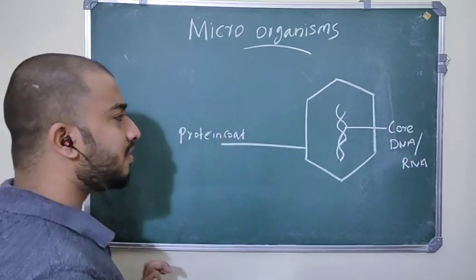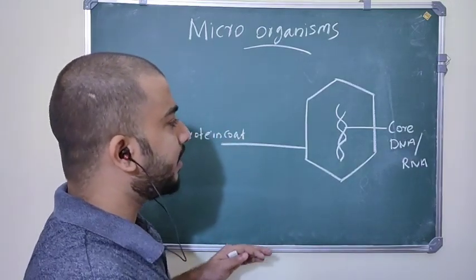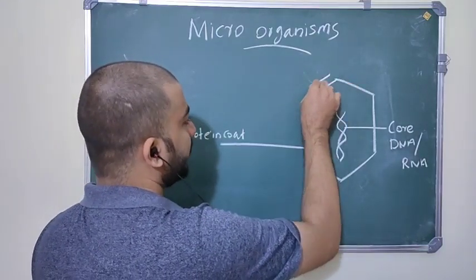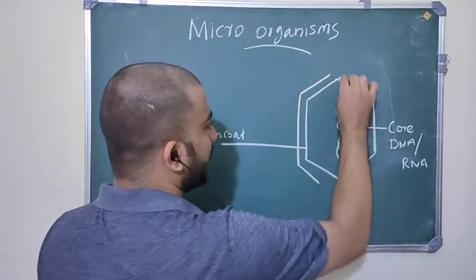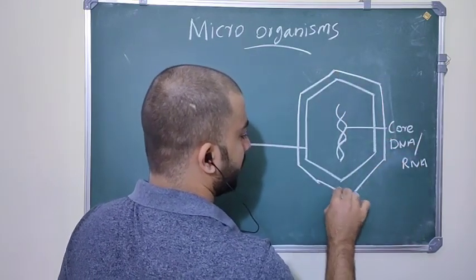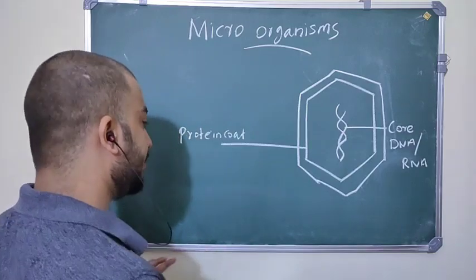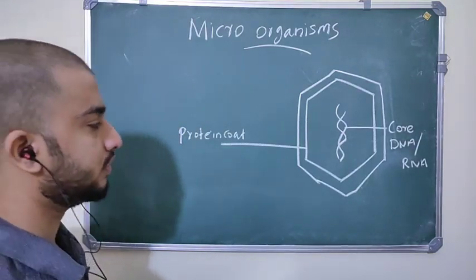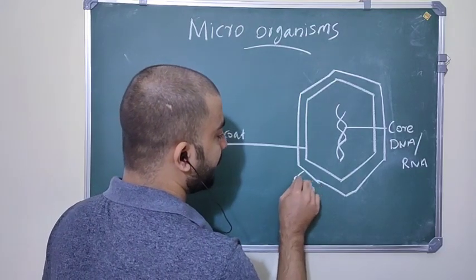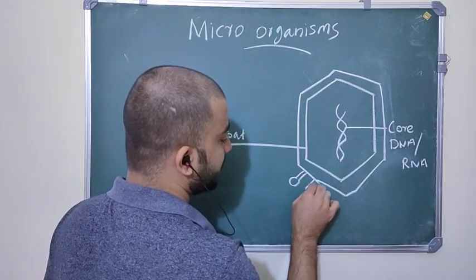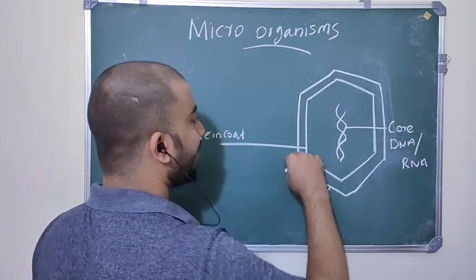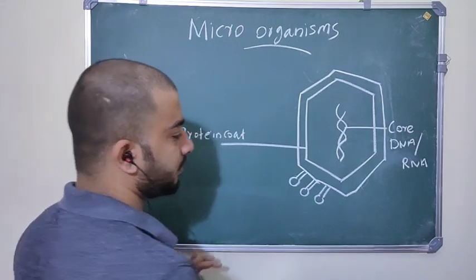Some viruses have an extra envelope also formed. Other than the protein coat, they have an envelope which is made up of either lipid or carbohydrate. So this envelope, which may have spikes like this, gives extra protection for the virus.